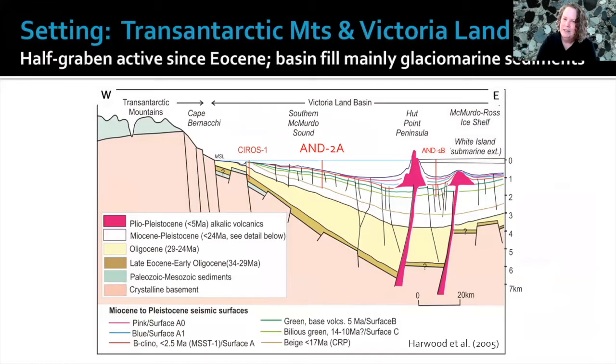So here's a cross section showing the Transantarctic Mountains to the west and extending out offshore into the Victoria Land Basin. These cores have been drilled in the Victoria Land Basin, and you can see the locations of some of them along the cross section here. The basin is basically a half graben system that's been active since the Eocene and affected by Neogene volcanism. The basin fill is mainly glaciomarine sediments.